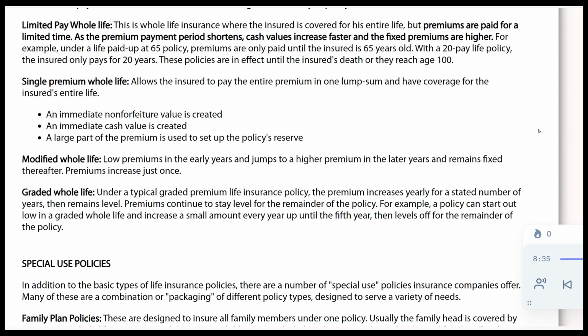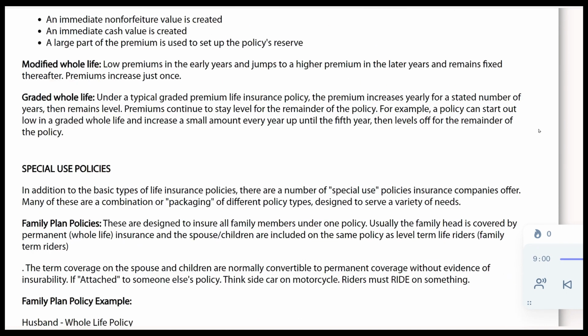Modified whole life. Low premiums in the early years and jumps to a higher premium in the later years and remains fixed thereafter. Premiums increase just once. Graded whole life. Under a typical graded premium life insurance policy, the premium increases yearly for a stated number of years, then remains level. Premiums continue to stay level for the remainder of the policy. For example, a policy can start out low in a graded whole life and increase a small amount every year up until the 5th year, then levels off for the remainder of the policy.